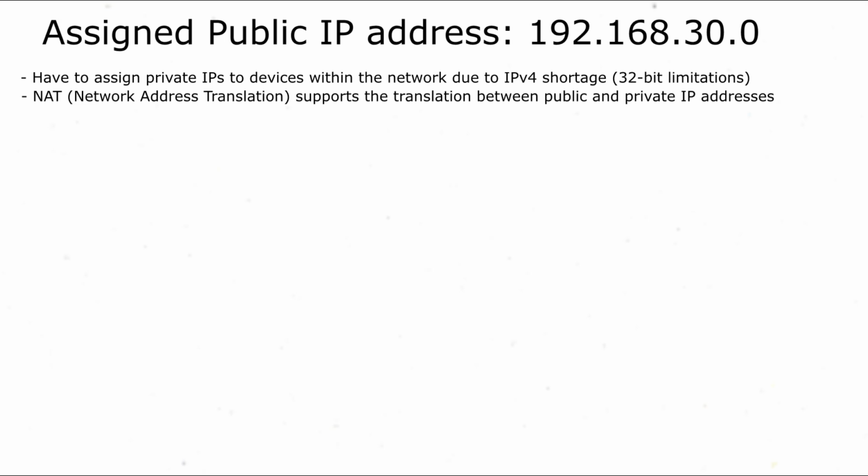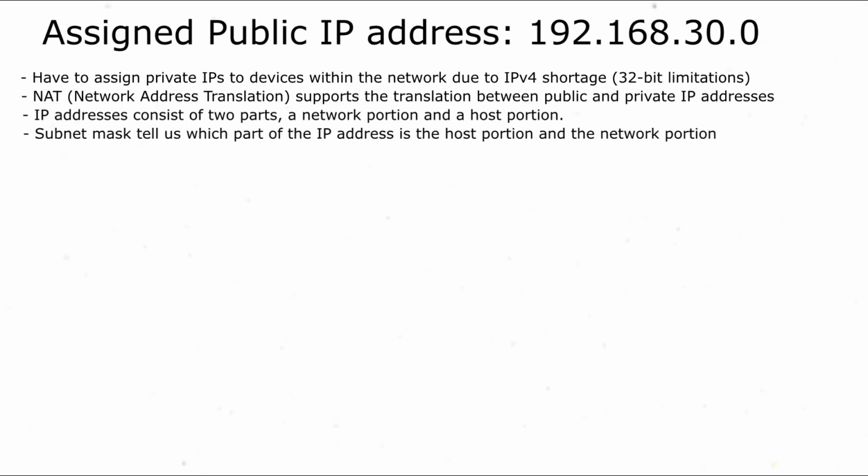Before we can assign static IPs to our network devices, we must first calculate our subnet mask, and when designing a network it is important to understand subnetting and subnet masks, and it is really simple. So first you need to understand that an IP address consists of two parts, a network address and a host address. All the subnet mask does is tells us which part of the IP address is the network address and which part is the host address.